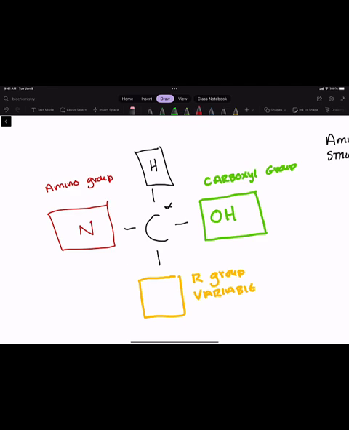Now, as I mentioned before, it will also contain this R chain, which is its variable group, right? This is what gives each of the essential and non-essential amino acids their own characteristics. And this is all I need you to know right now: the amino acids will have these very similar bonds among all the essential and non-essential amino acids. But it's this R chain, this variable group, that will change what the amino acid looks like and what the amino acid functions as. All right.